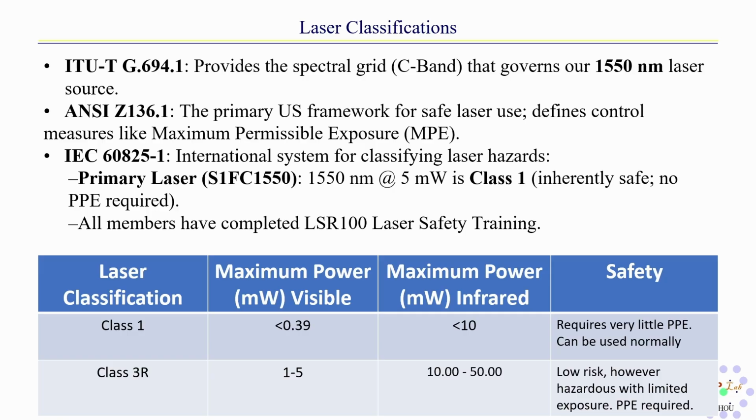Alright, next slide. We have our laser classifications. First, regarding a couple standards, we have the ITU-T, another one. This one is the spectral grid on the C-band, which governs our 1550 nanometer laser source. And we have the ANSI. This is the primary U.S. framework, and it defines control measures like our MPE, which is maximum permissible exposure.